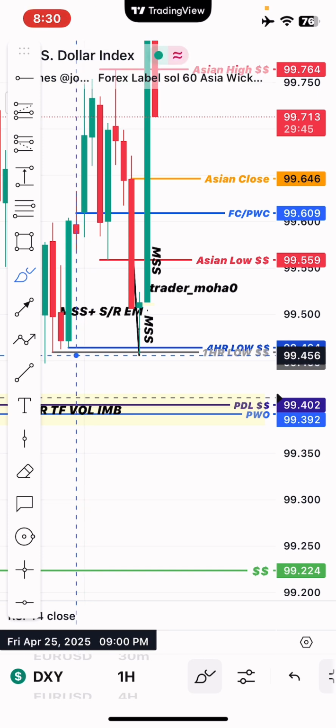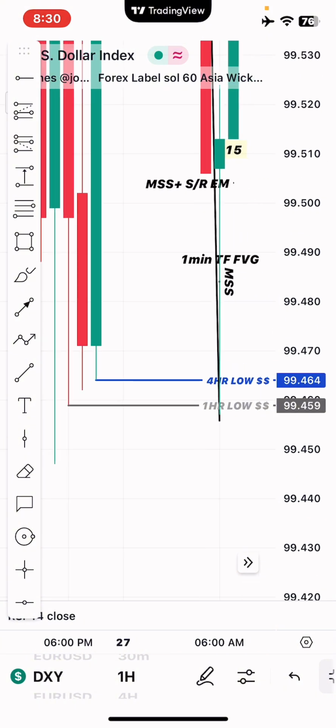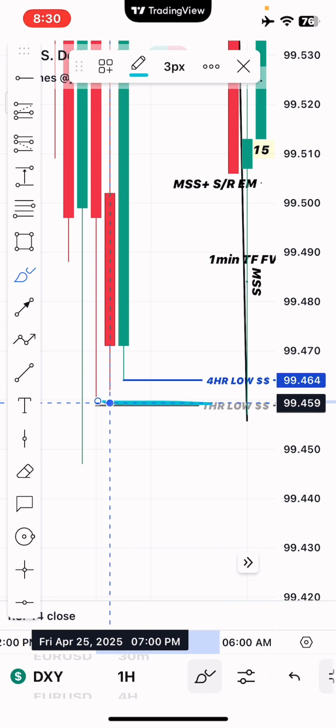Let me zoom out for you guys to see. You can see there is a 1-hour low. As we all know, price is always after liquidity. I repeat, price is always after liquidity.